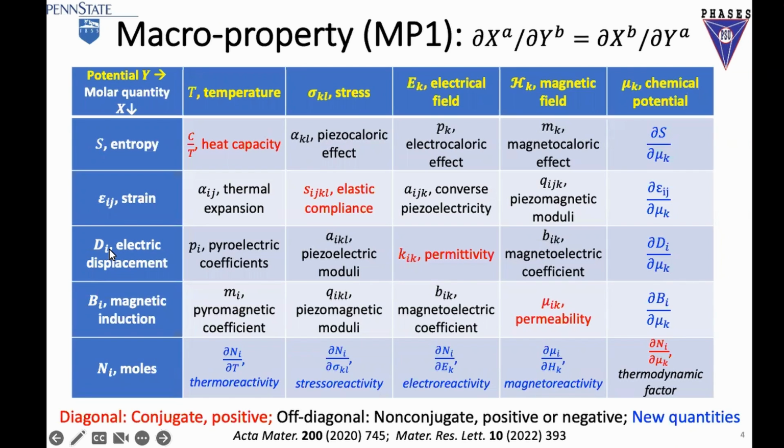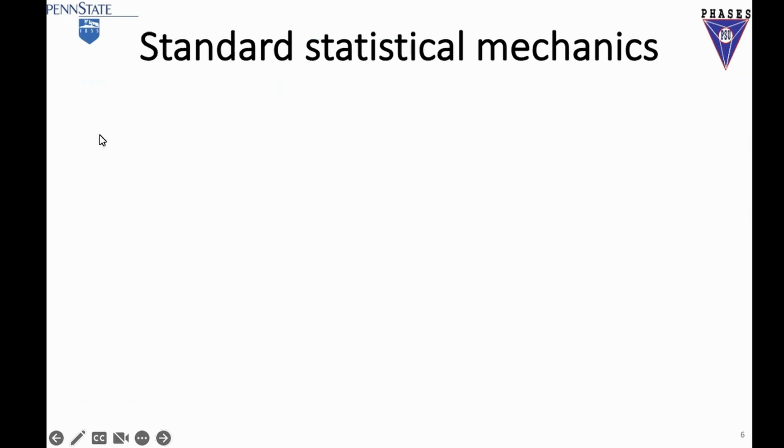That's actually very interesting. This table is symmetric based on the Maxwell relation. Maxwell, of course, is from Cambridge. Yeah, Maxwell relation. Okay, this I call MP1. This is between the white quantity and the yellow quantity, between the molar quantity and the potentials. However, there's another quantity which we found very interesting. I call it MP2.